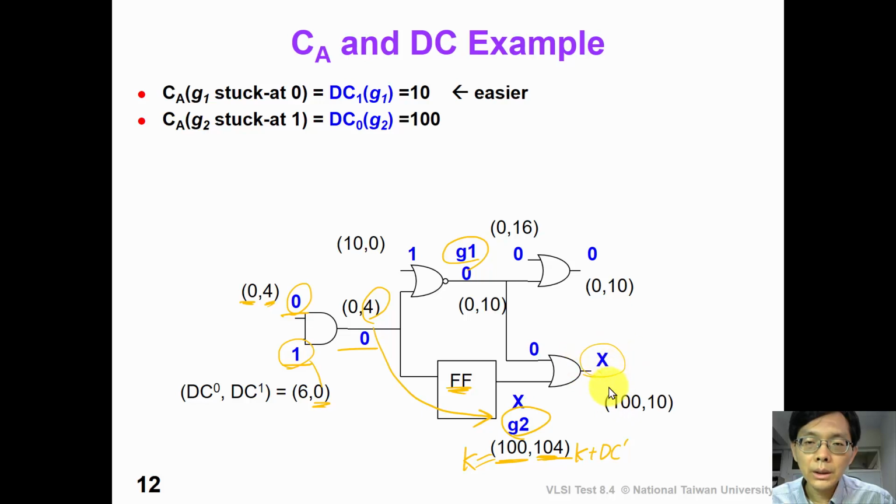For this OR gate, DC0 is equal to the summation of DC0 here and this DC0 here. So it's 100 plus 0, which is 100. And DC1 here is the minimum of 10 and 104. So it's 10.